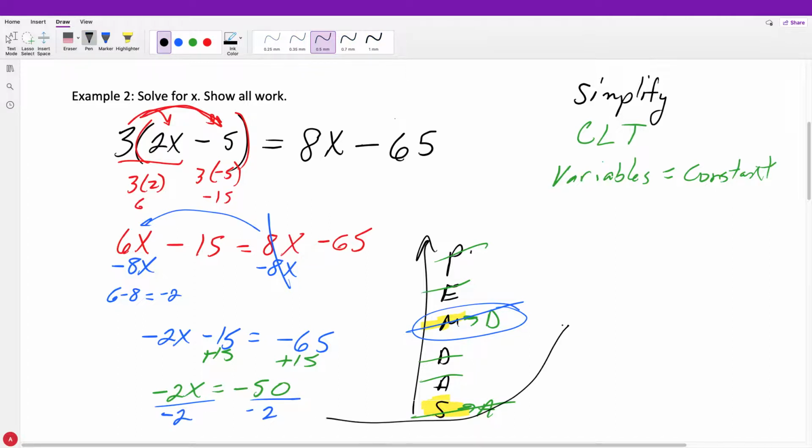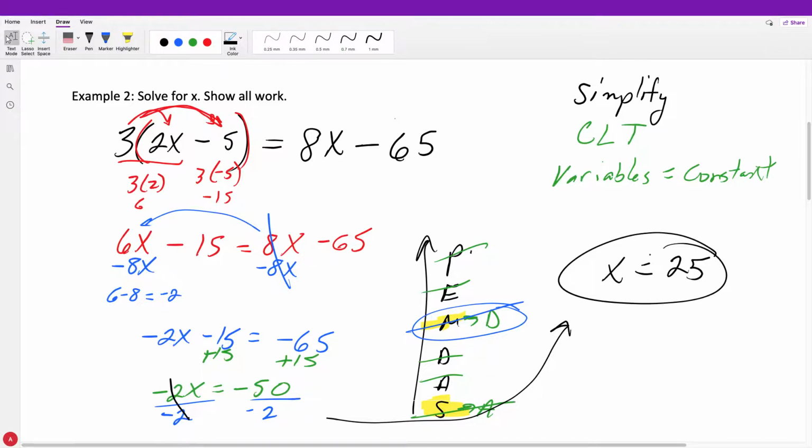I'm going to write the answer over here. So if we are then dividing, this is going to cancel out. So x is then equal to, well, negative divided by negative is positive, and 50 divided by 2 is 25. So our final answer is x is equal to 25.